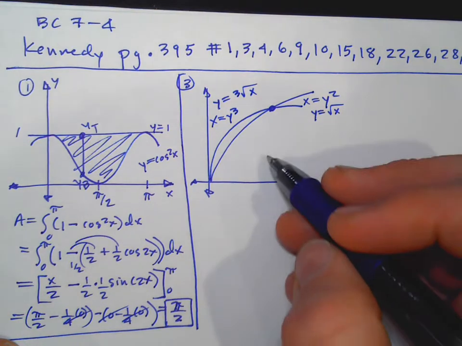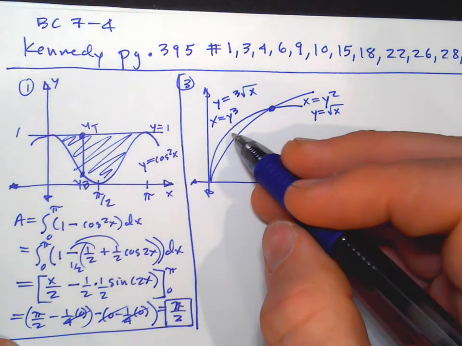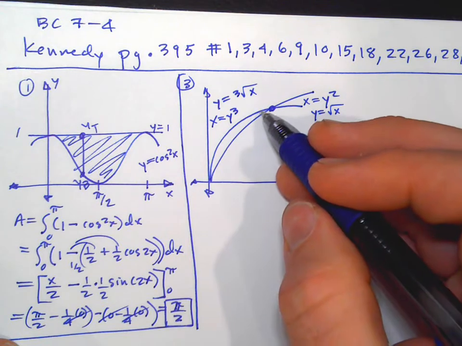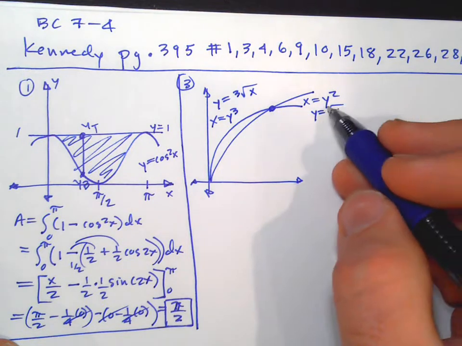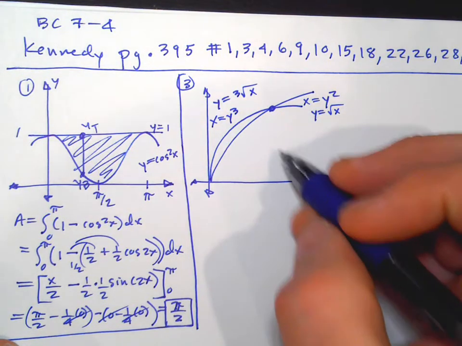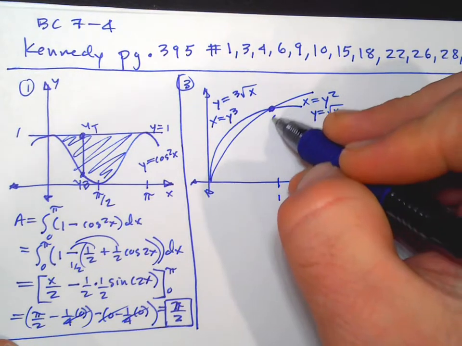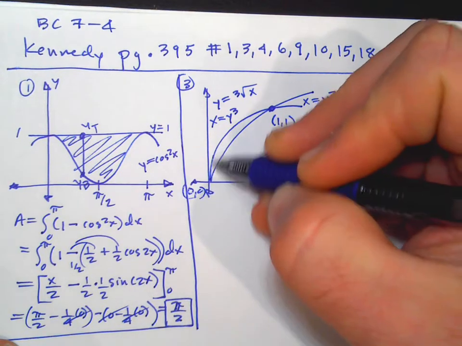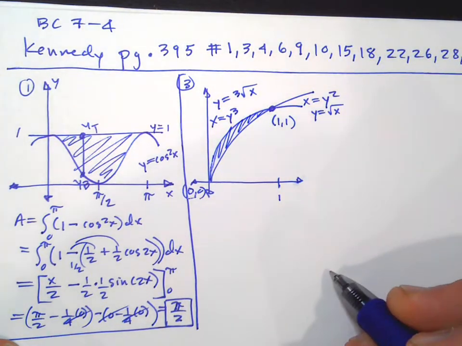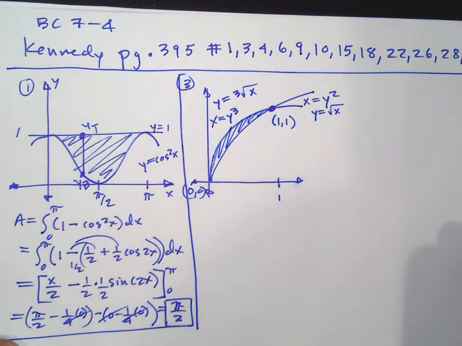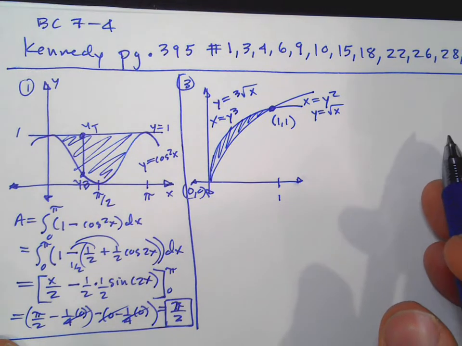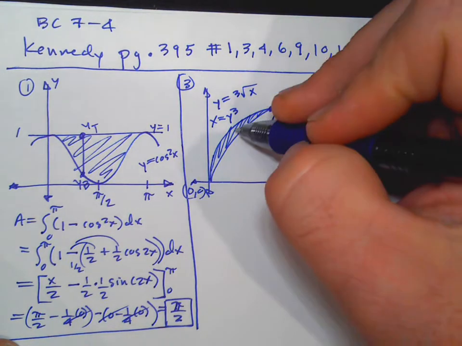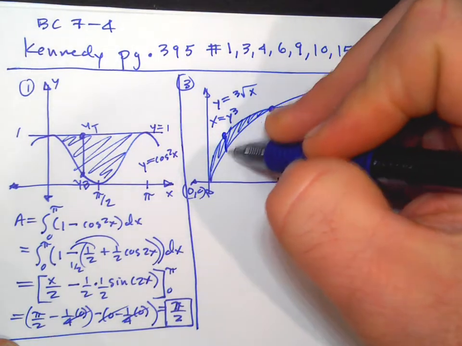which is going to be shorter than y equals the square root of x once you get past 1, which is where they intersect. 1, 1, 0, 0. So we're trying to find this area here. You could do it with horizontal slices. They kind of gave it to you very nicely set up for horizontal slices, or you could do vertical slices. I guess I could do it both ways.